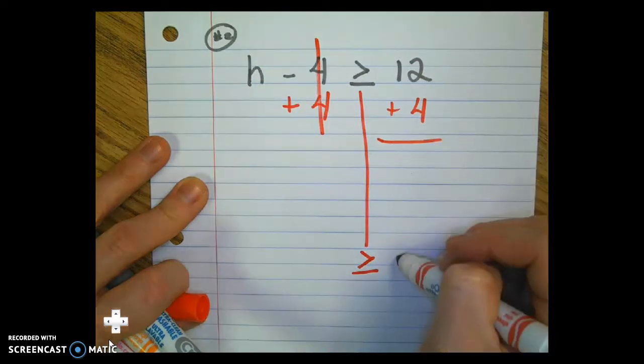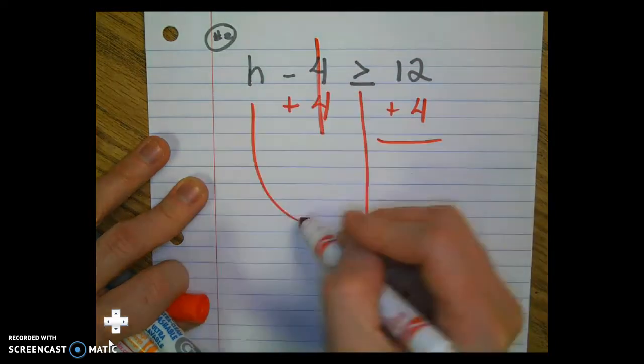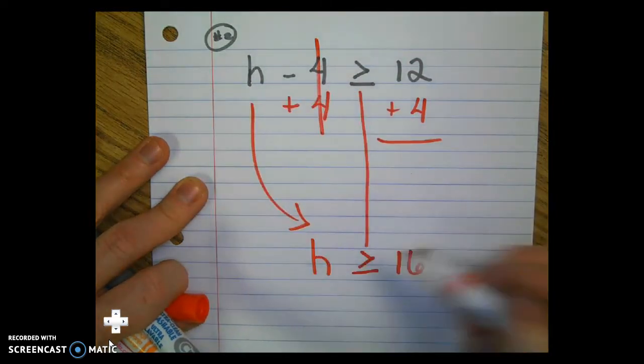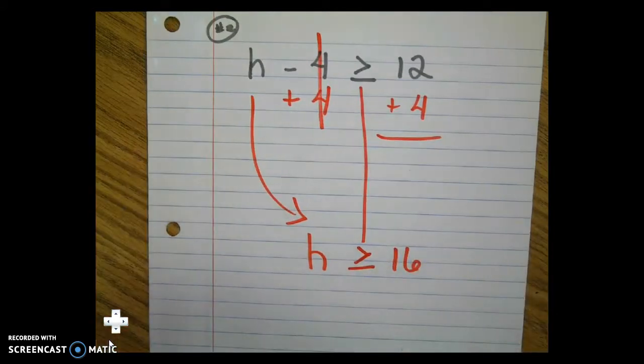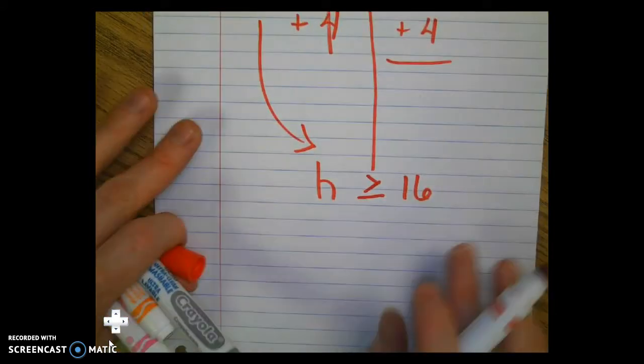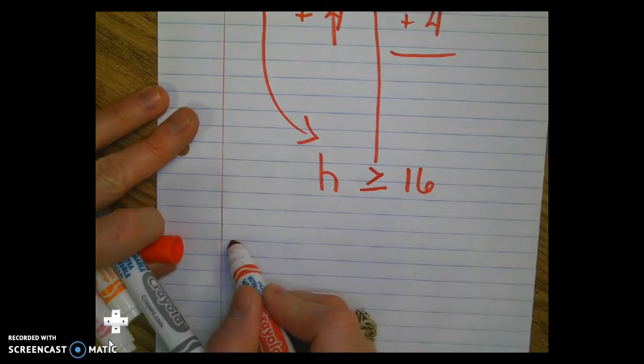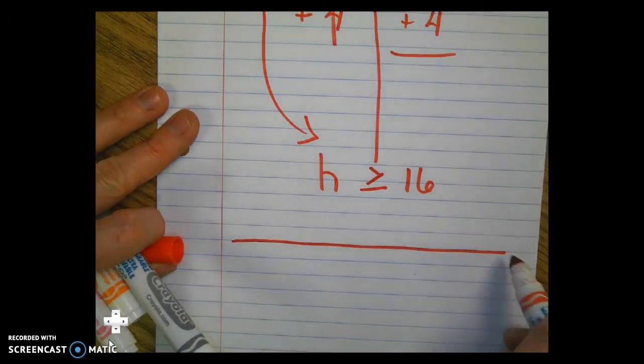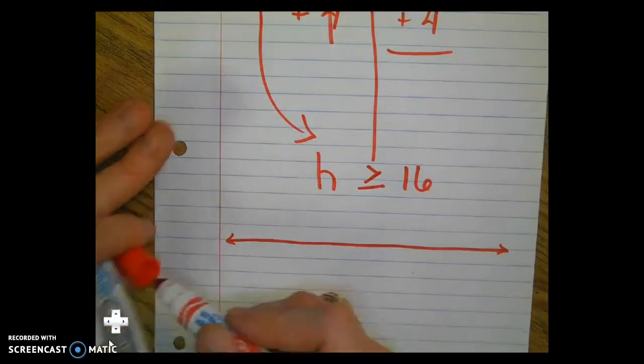And now you're going to get 16, and then you're going to bring this H down. Okay? So we understand that first part, just like solving an equation. Now I'm going to draw my number line like this. Okay?